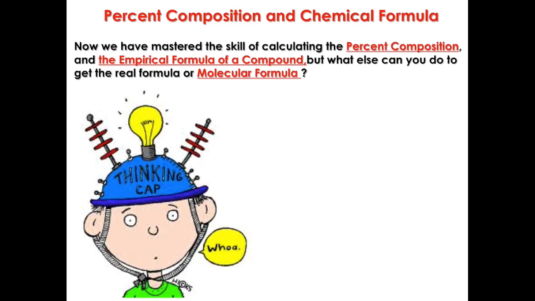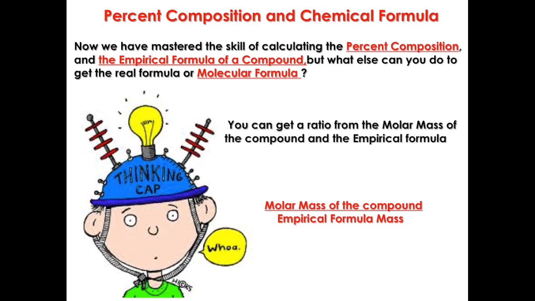Now we have mastered the skill of calculating the percent composition and the empirical formula of a compound. But what else can we do to get the real formula, or what is called the molecular formula? You can get a ratio from the molar mass of the compound and the empirical formula. This is the molar mass of the compound divided by the empirical formula mass.